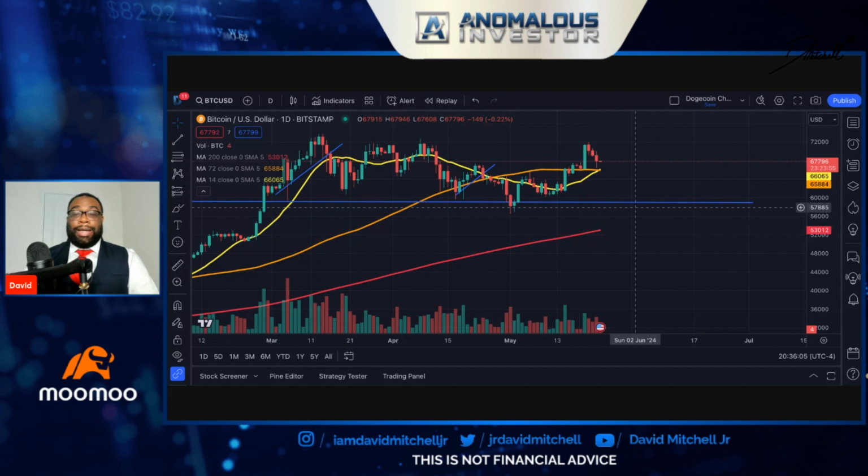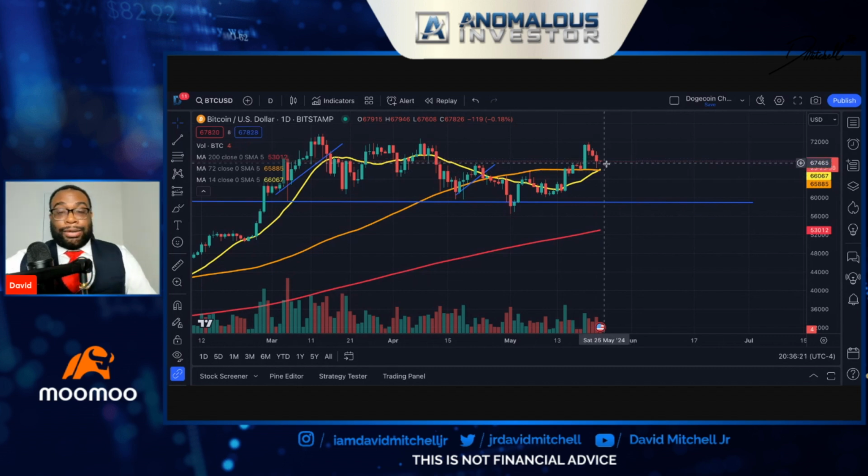You'll see Bitcoin has a golden cross here, right? It happened today on a red day. Why? Because it's still averaging higher than the 72. So I imagine sometime within the next 48 hours or so, we should see some upward movement, or at least some sideways movement from Bitcoin.